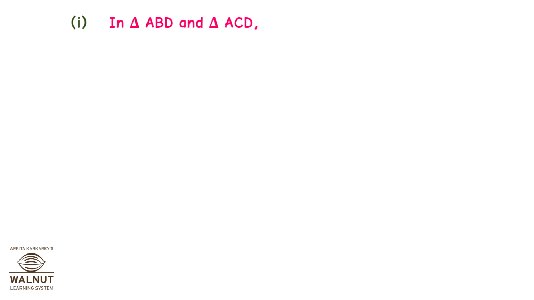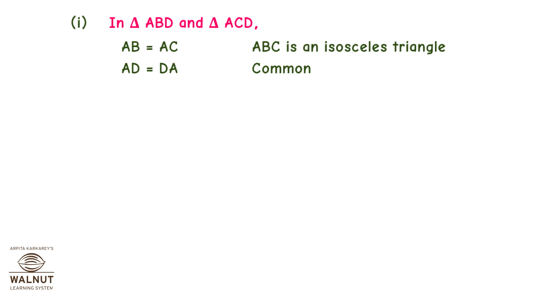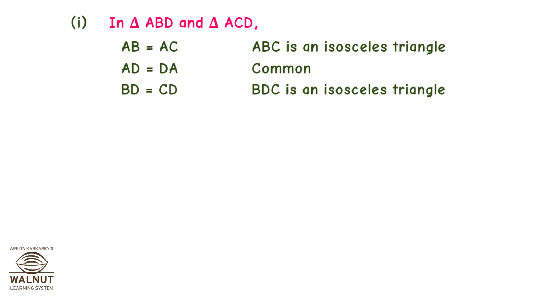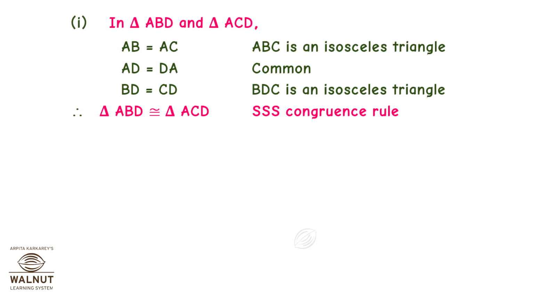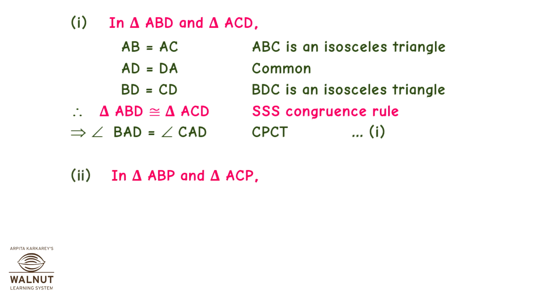1. In triangle ABD and triangle ACD, AB is equal to AC as ABC is an isosceles triangle. AD is equal to DA, common. BD is equal to CD as BDC is an isosceles triangle. Therefore, triangle ABD is congruent to triangle ACD by SSS congruence rule. Therefore, angle BAD is equal to angle CAD by CPCT. Let this be 1. Let's go to the next one.